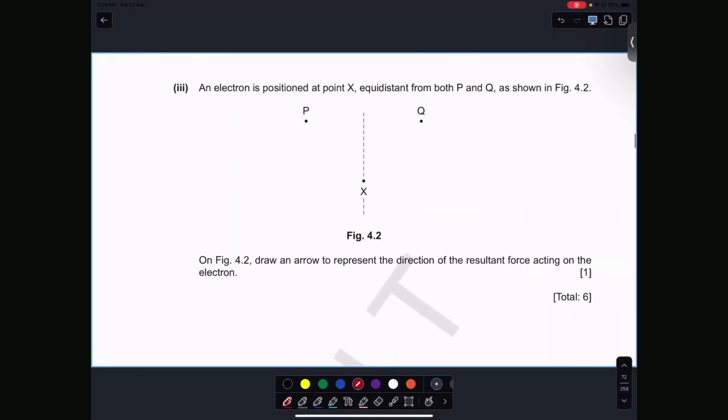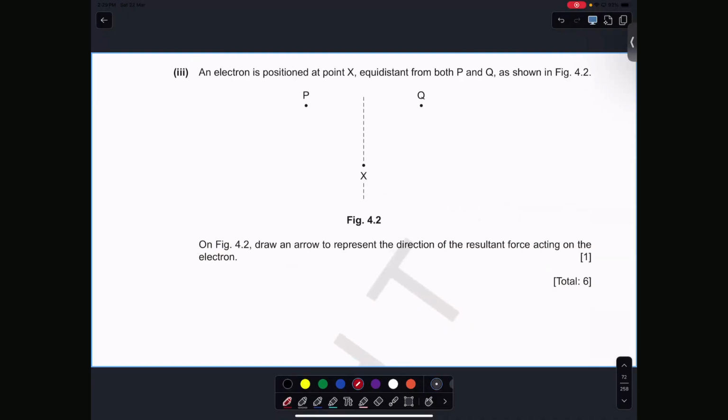Okay, here it says the electron is positioned at point X, equidistant from P and Q as shown. On the diagram, draw an arrow to represent the direction of the resultant force acting on the electron. Somebody asked me this question. Who asked? Okay, right.